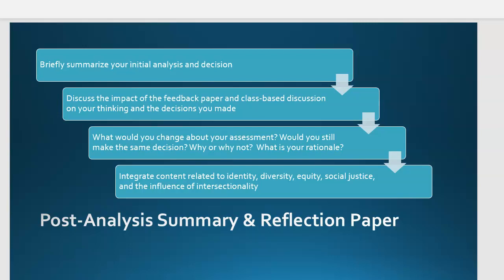How was your thinking about diversity, equity, and inclusion enlarged? How did your thinking deepen? Again, why or why not? And what's your rationale on that?